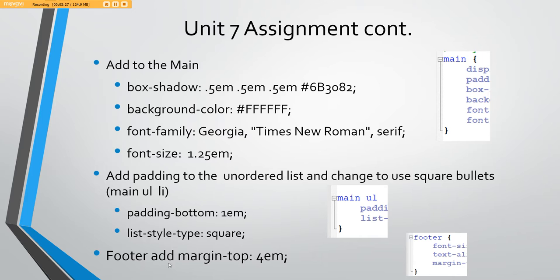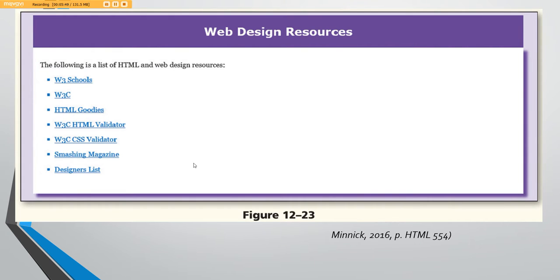And then to the footer, you're going to add a margin top. So the footer was already there with the font size and the text align, but you need to add a margin top. And that's all of that. And what that does is it changes everything to look like this figure here.